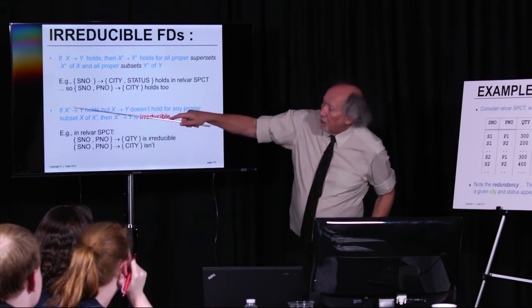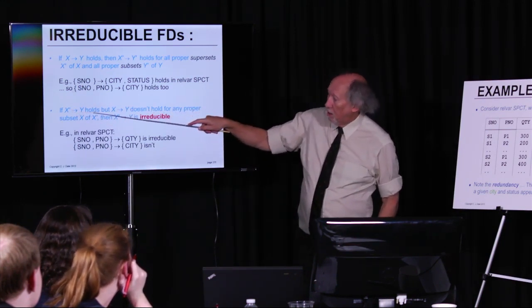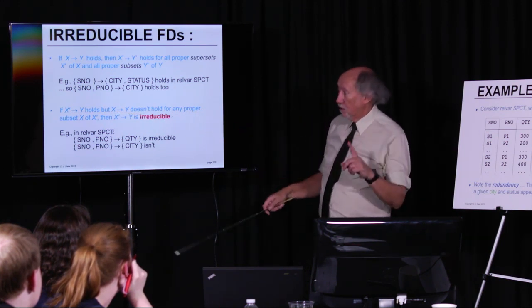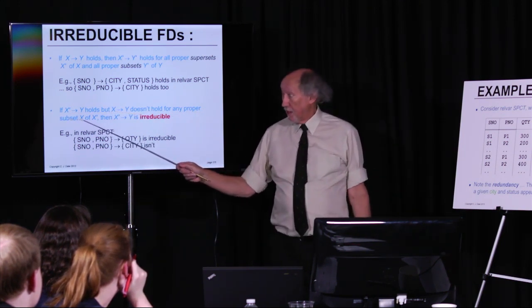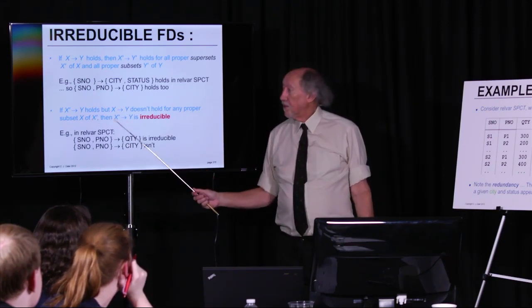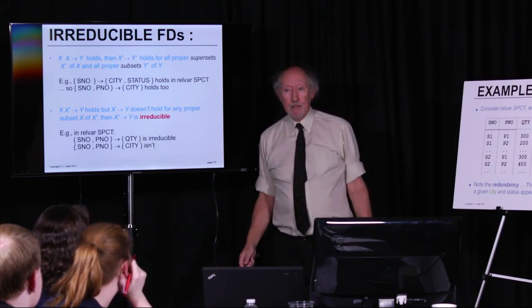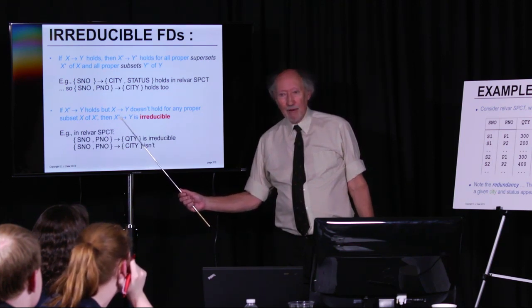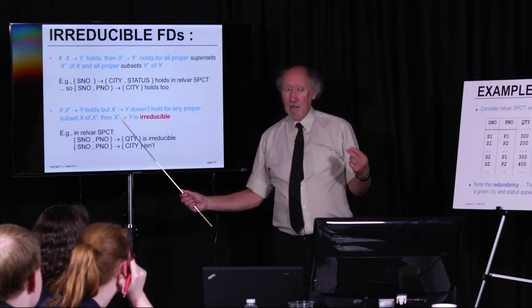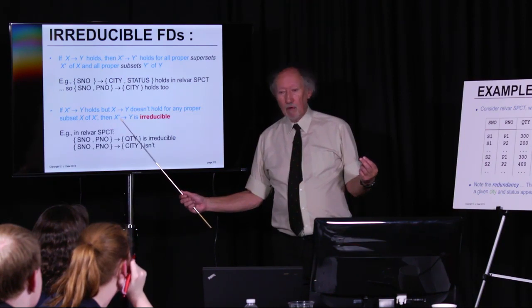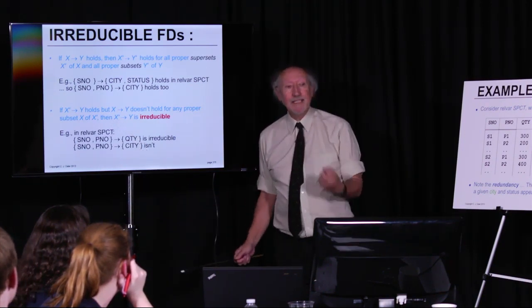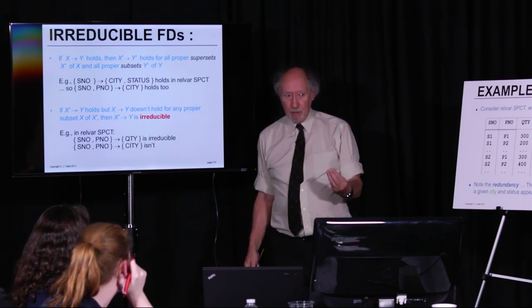And now, if X prime arrow Y holds, and X arrow Y does not hold for any proper subset X of X prime, then X prime arrow Y is irreducible. We can't drop any attributes from the left without having something that no longer holds. So the left-hand side is as small as possible. It's an irreducible FD.